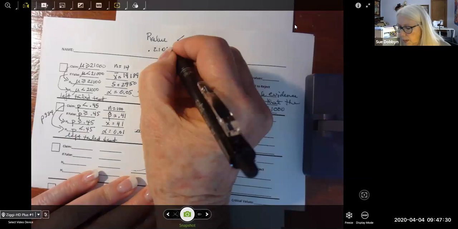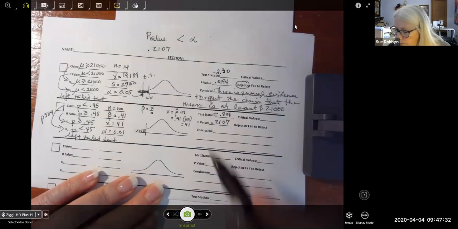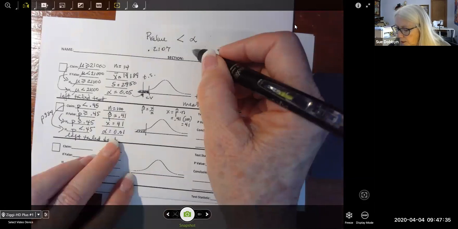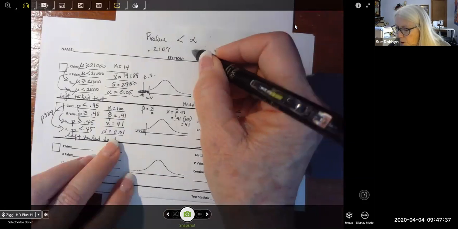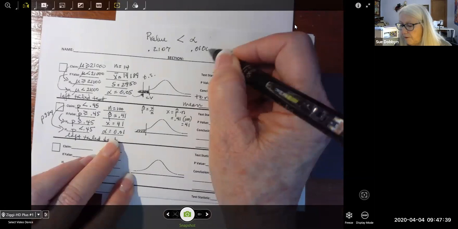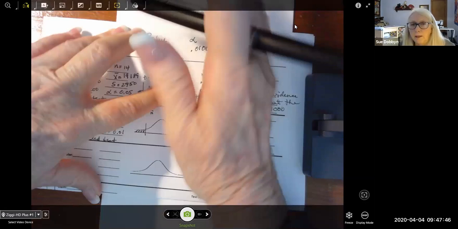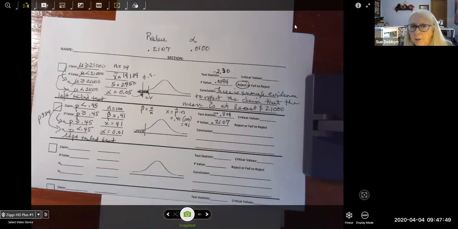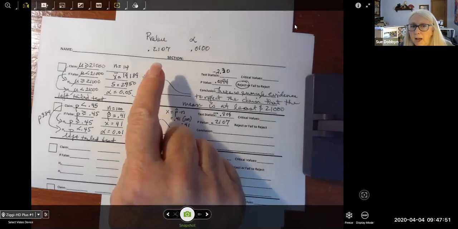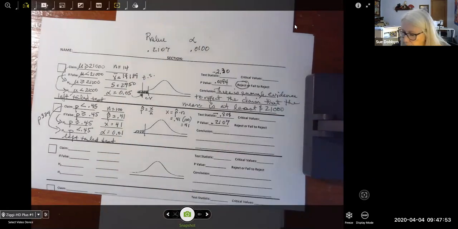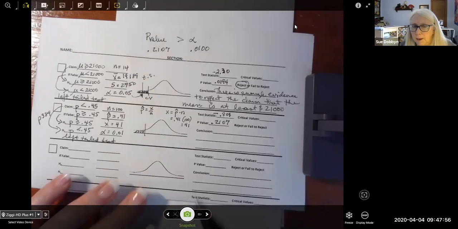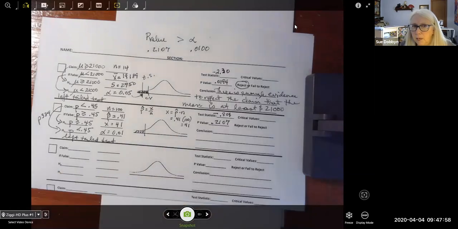The alpha value from the problem was 0.0100. I'm adding those 2 zeros, should have erased this too, in order to make sure that they're the same length. So now you should be able to see that the p-value is a lot larger than the alpha value here. That's a bigger decimal number. And when the p-value is greater than alpha, my decision is to fail to reject the null hypothesis.